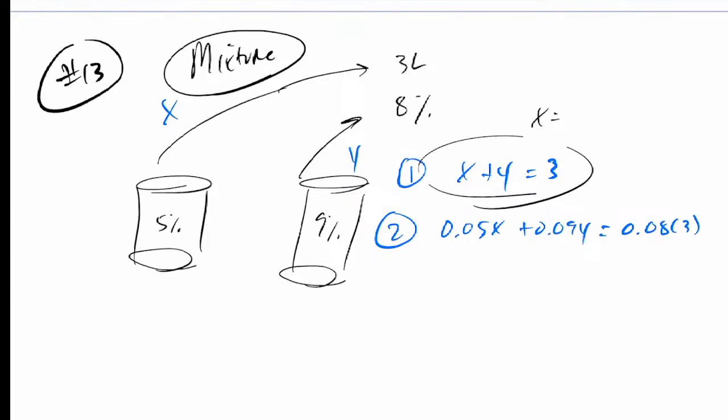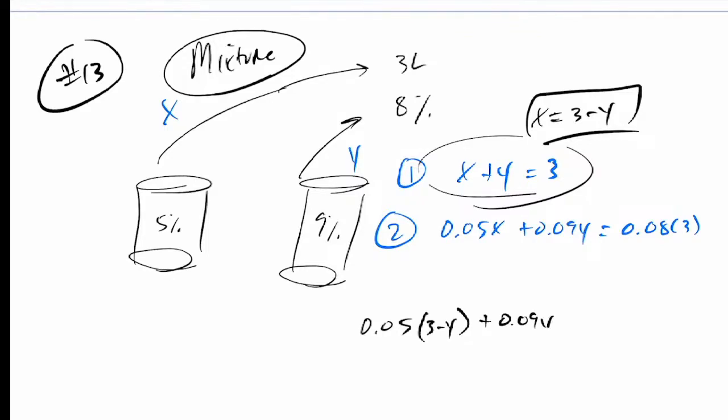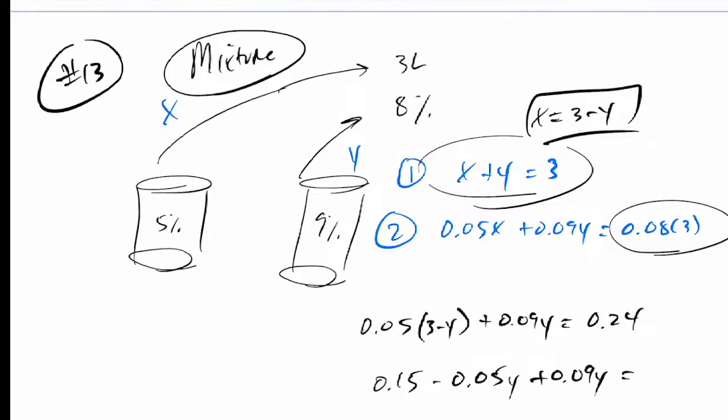So right away, I'm going to let x equal 3 minus y. And I can sub that into my other equation here. So this will be 0.05 times 3 minus y plus 0.09y is going to be 0.24. Don't forget 0.08 times 3 is 0.24. So we end up getting 0.15 minus 0.05y plus 0.09y is 0.24, and we end up getting 0.15 plus 0.04y.